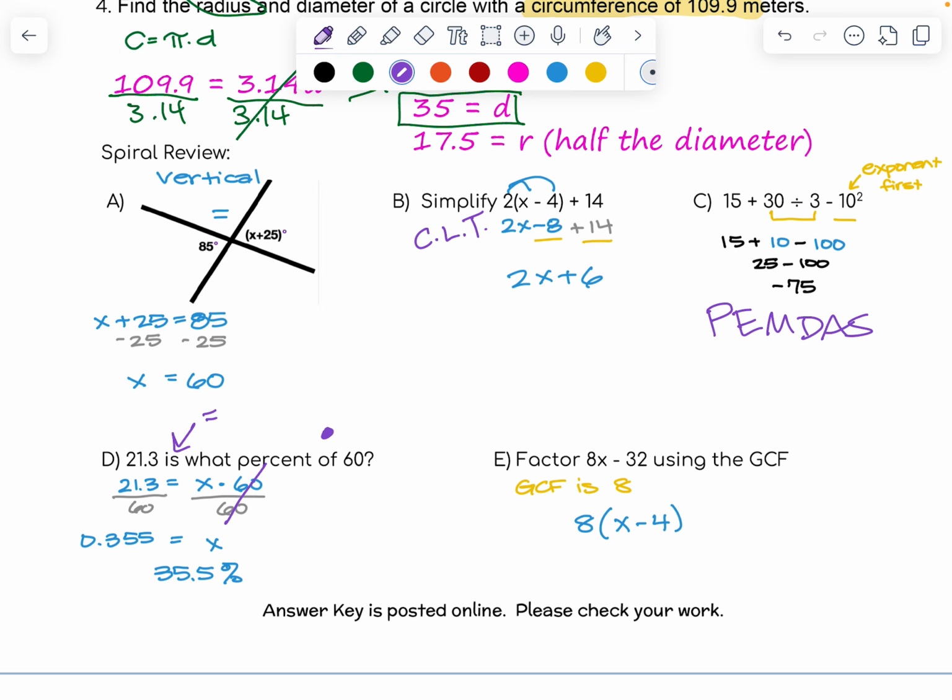Factor, you need to pull out the greatest common factor. 8 goes into this and to this term. If you factor out an 8, you're left with, put up parentheses, an x minus, and 8 goes into 32 4 times. If you want to check it, just distribute again. 8 times x is 8x. 8 times a negative 4 is negative 32. Isn't that what you started with?